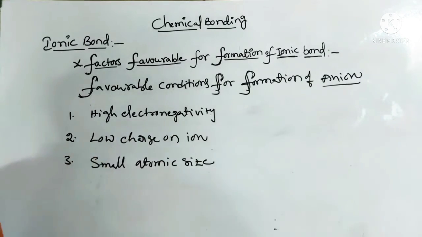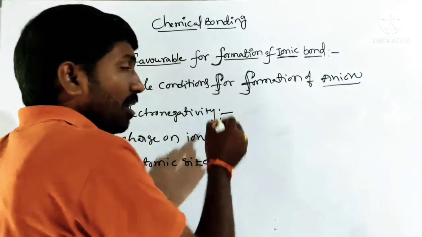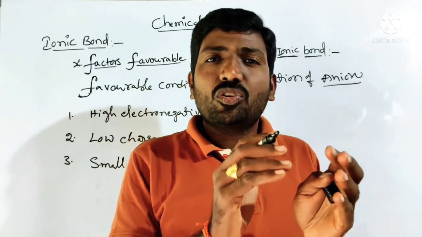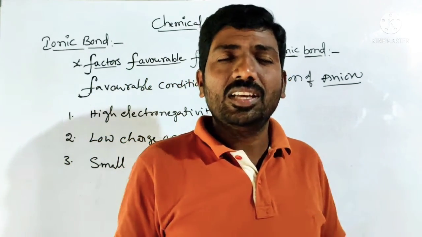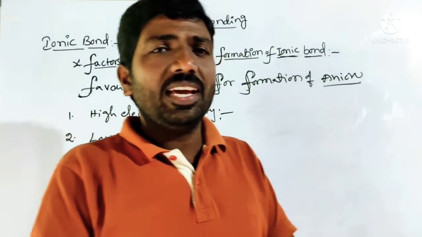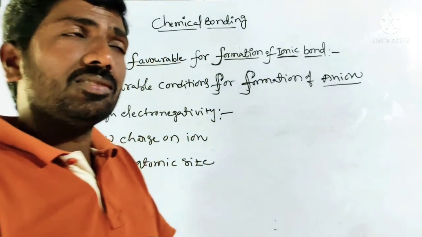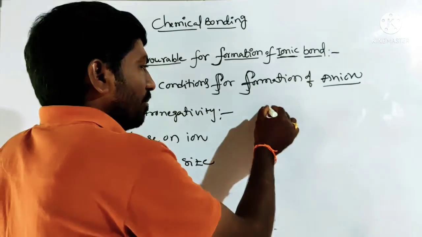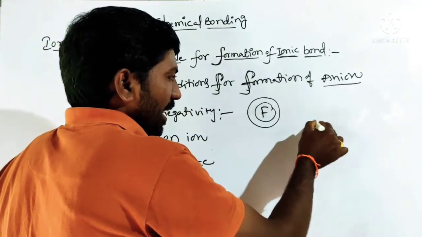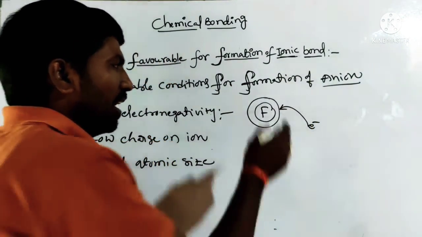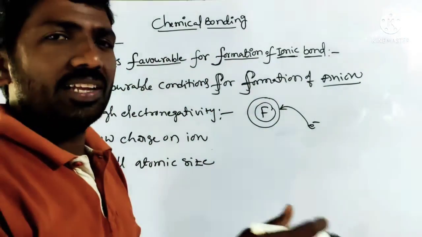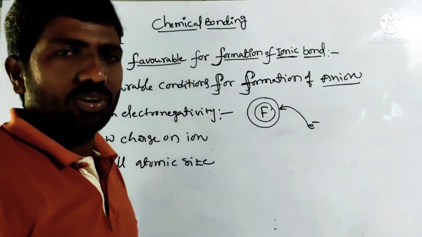Here, high electronegativity or electron affinity. Before that, ionization energy is the amount of energy required to remove an outer shell electron from a neutral gaseous atom. Similarly here, how much energy is released when an electron is added to a neutral atom. For example, fluorine is one neutral atom with 2 shells. How much energy it releases for adding this electron, that we will call electronegativity.